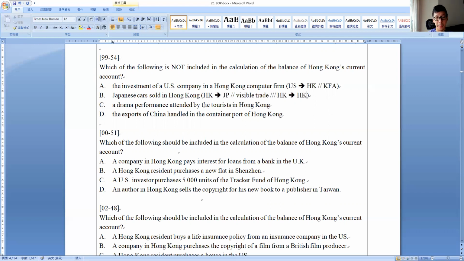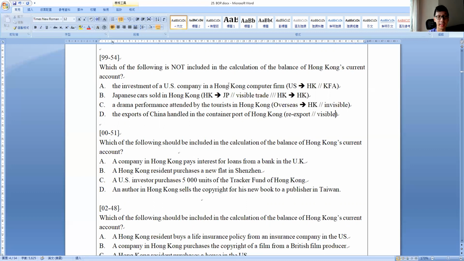Okay, what about C? A drama performance by tourists in Hong Kong. Therefore, overseas pays money to Hong Kong, and a performance will be invisible trade. Alright, and D, the export of China handled in the container port of Hong Kong. This is re-export. Then we definitely know this will be a so-called visible trade. Re-export. Okay, so the answer will be A, but I would say answer B may also be possible.